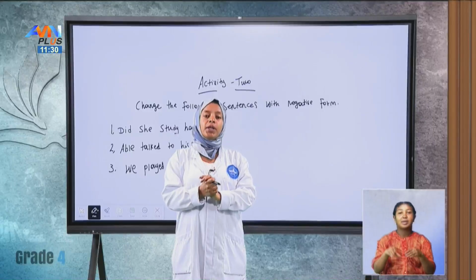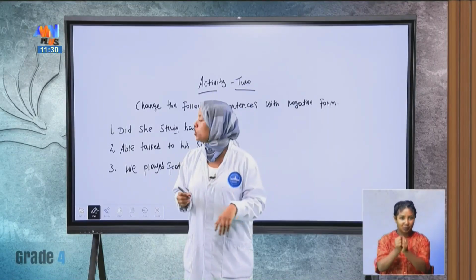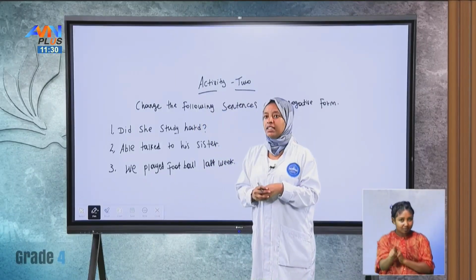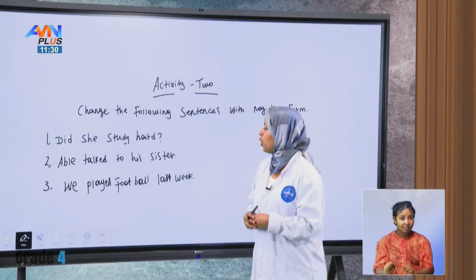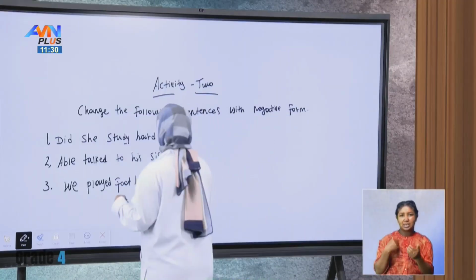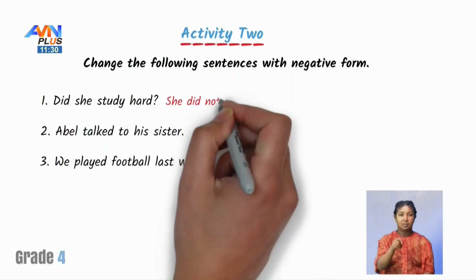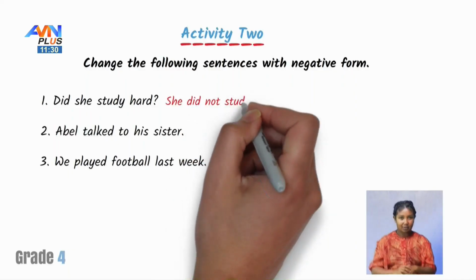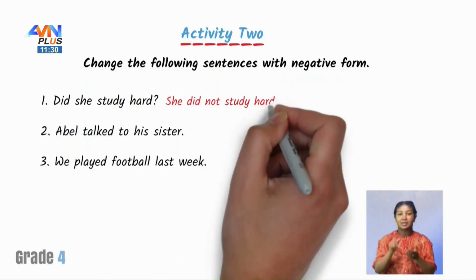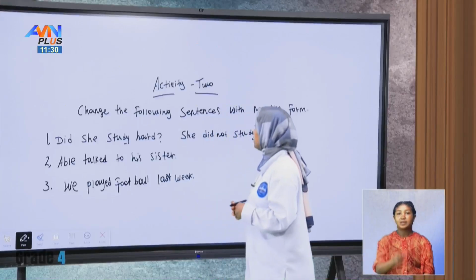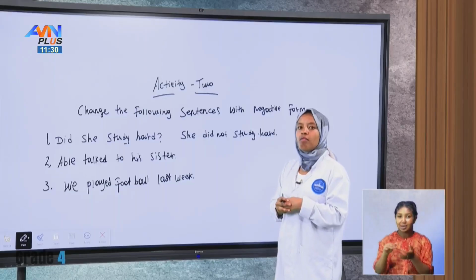Let me give a correction and let us practice together. So the first question is, did she study hard? Did she study hard? So easily we can use she did not study hard. She did not study hard.